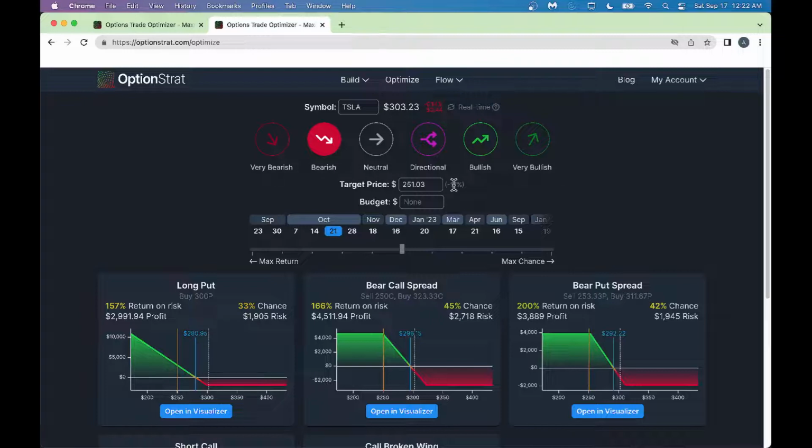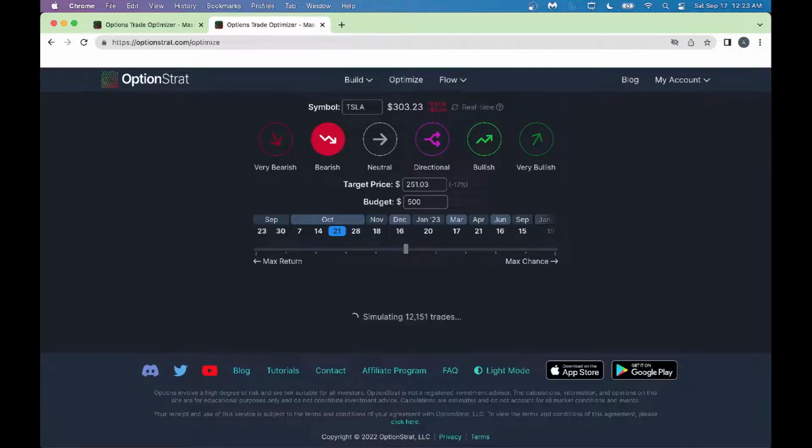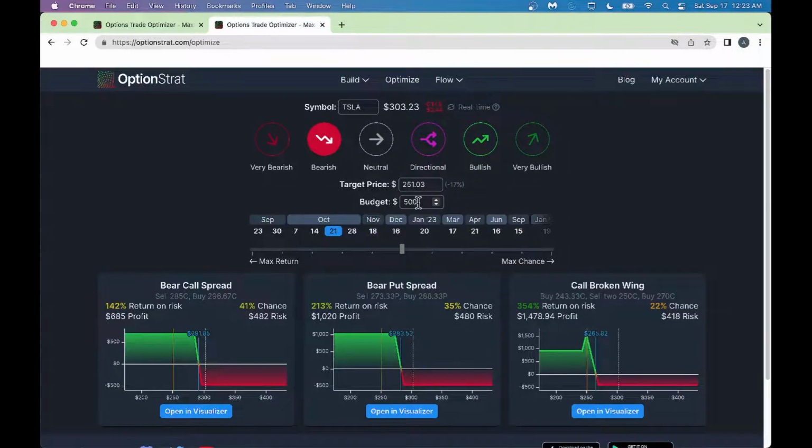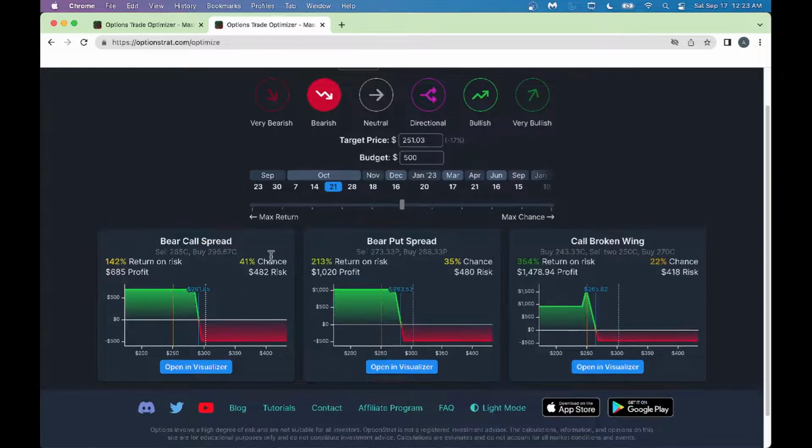And many of you don't want to put too much money into this market. That's why there's a nice budget field here. You can say my budget is $500. I'm bearish, and just click on it. It will tell you the strategy to accommodate your $500 budget. Now it tells you can do bear call spread, 41% chance. That's a good one here. You're risking just 482, or you can go with the bear put spread here, 35% chance, or you could go with the broken wing here, 22% chance. And look, you're still within the budget in all these strategies.